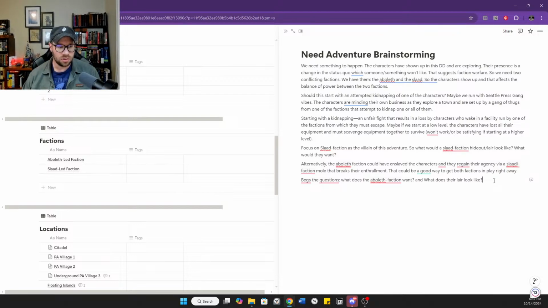So what do they want? Let's start with that. What would an Aboleth faction want? And I don't mean what they want from the characters. We kind of solve that. They want slaves. They want a workforce that they can enthrall. But what is it they're trying to use that workforce for? Is what I would ask. Are they mining something? Are they creating something? Are they populating vessels and ships and that kind of deal? What is it that they want?